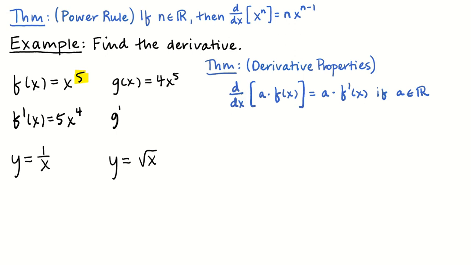Meaning that g prime of x, I'm going to do the exact same thing. I'm going to bring this 5 down, I'm going to multiply it by the 4, and I'm going to get 20x to the 4. Okay?